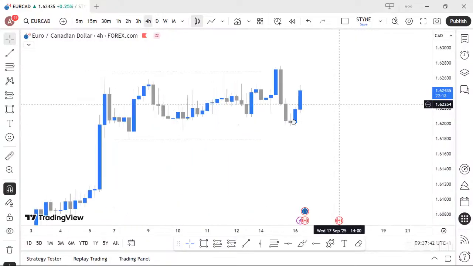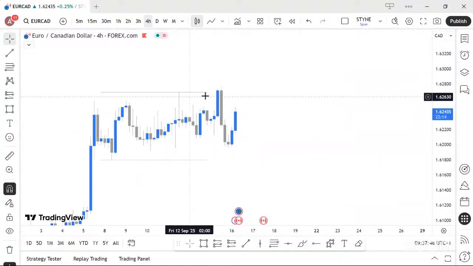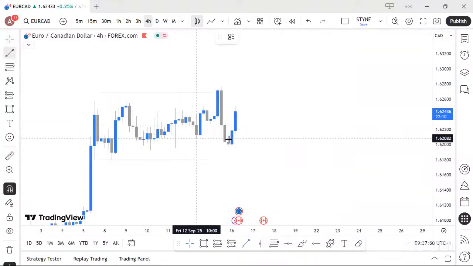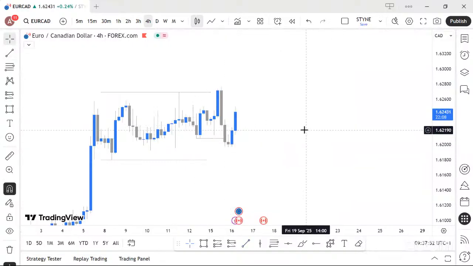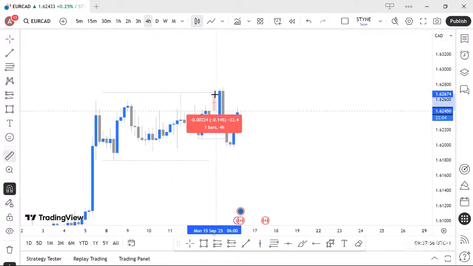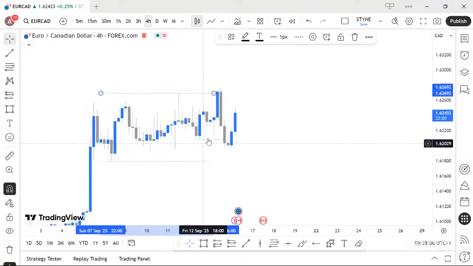Okay. So what do you now see here? What you now see here is that we have had a sweep of liquidity here and a break of structure. Very, very powerful. All this high here has been swept by our weekly, sweeping all this high here. Then price has come back to do what? To break structure in the opposite direction.